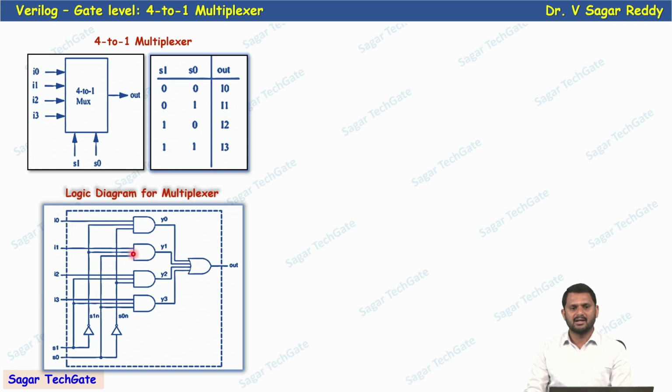So in the remaining cases, if S1, S0 are 0, 0, the control signals for the remaining AND gates become 0. Then Y1, Y2, Y3 become 0. Only Y0 is based on I0. Clear? So now this is a simple logic diagram for this 4:1 multiplexer. By this diagram, how do I write Verilog code in gate level modeling?